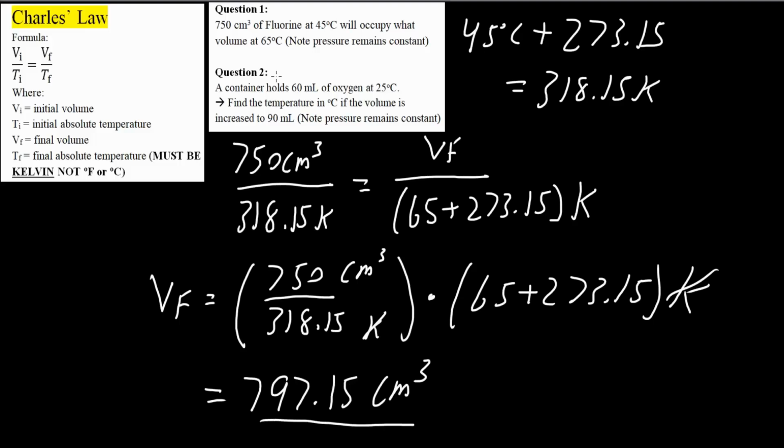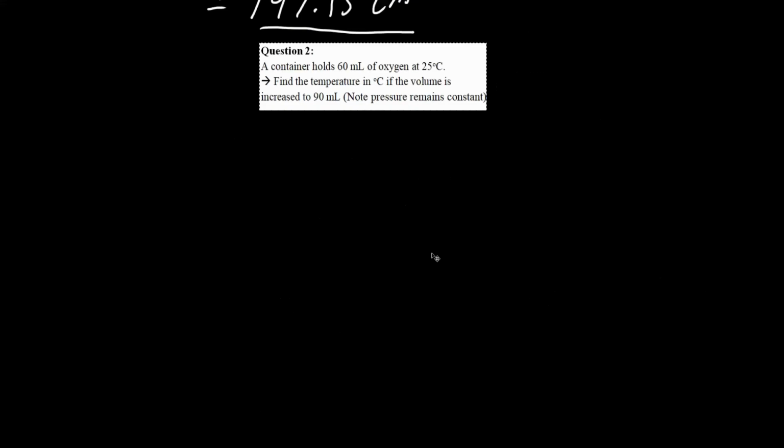And now we'll do the second problem. A container holds 60 milliliters of oxygen at 25 degrees Celsius. We want to find the temperature in Celsius if the volume is increased to 90 mL. So in this case, we're trying to find the final temperature in Celsius. So let's do this. This problem involves another step because we need to convert from Kelvin back to Celsius. And I'll show you what I mean. So I just brought the problem down over here so we have more space. So we know that the initial volume is 60 mL.